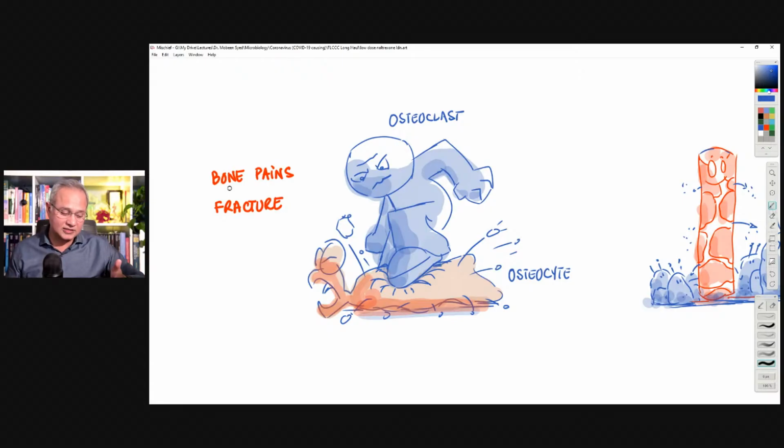That is why some long COVID patients would not have problems right away. That is why some chronic fatigue patients are actually feeling okay in the beginning, and then slowly they become more and more diseased or ill. Bone pains would start occurring as the bone is becoming osteoporotic. Even fractures would start happening. Joints would start aching.